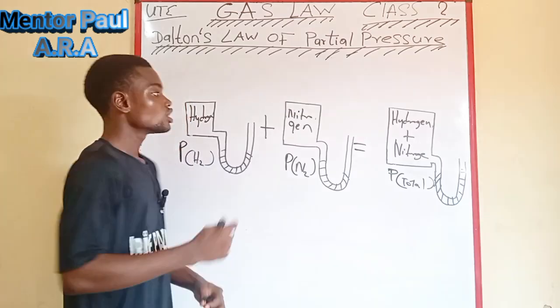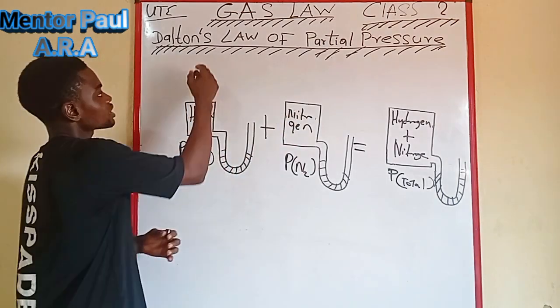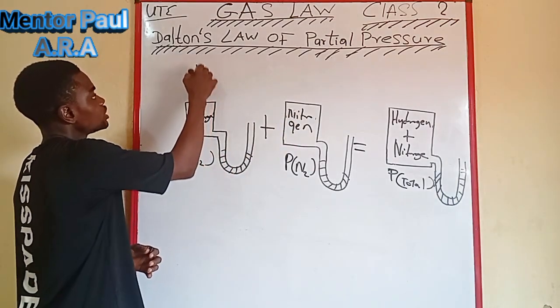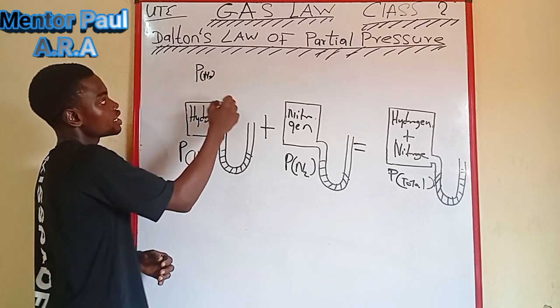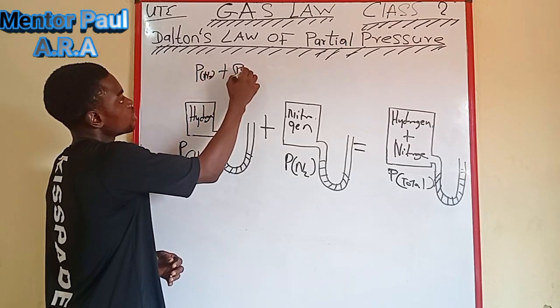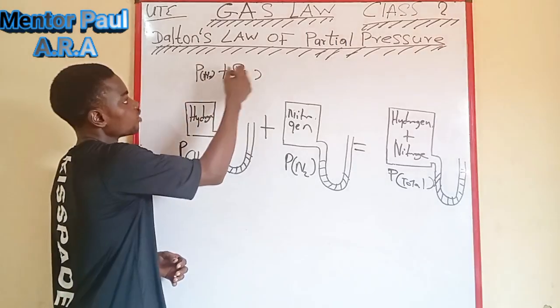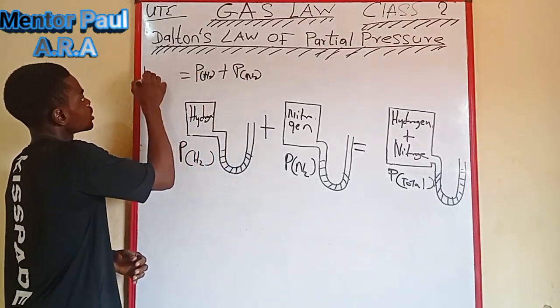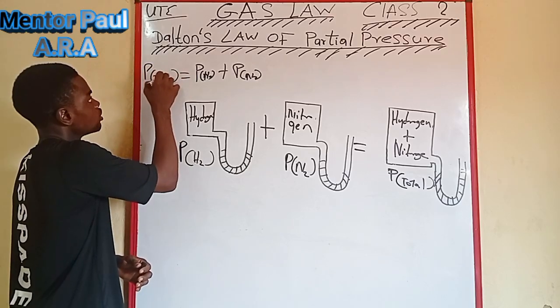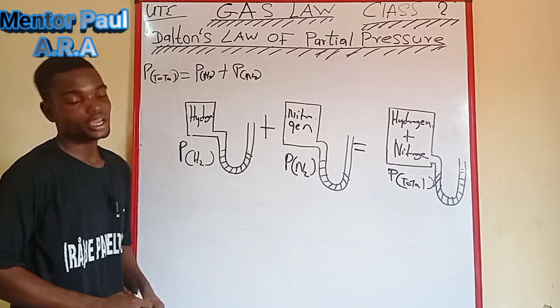Did you understand it? We can now put it mathematically as P of hydrogen plus P of nitrogen is equal to the total pressure. Do you get?